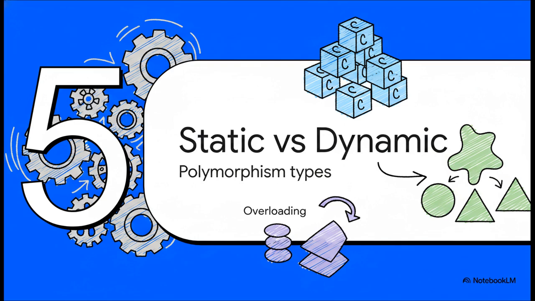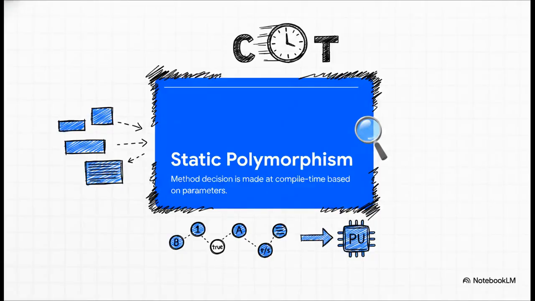Section 5, Static and Dynamic Polymorphism. This is where we look under the hood. The crucial thing to grasp here isn't just how we write the code, but how the machine actually processes it. Overloading and overriding are basically two sides of the polymorphism coin. Side 1 is static polymorphism, also known as compile-time polymorphism. Why is it static? Well, because overloading relies on having distinct parameters, the compiler looks at your code and knows exactly which method to run before the program even starts. The decision is locked in statically during compile time.